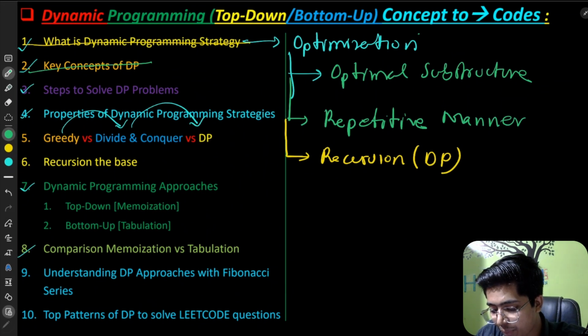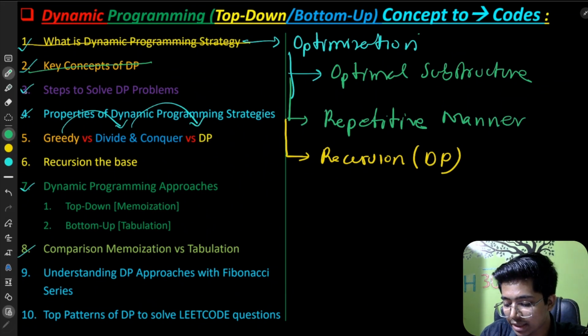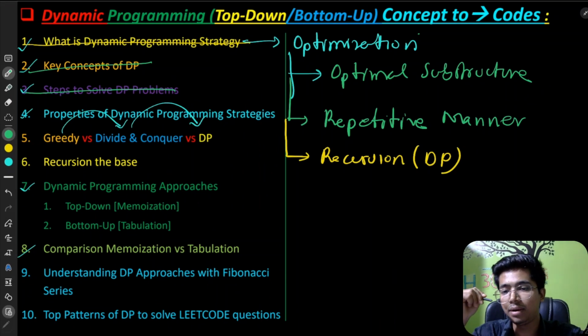Steps to solve a DP problem. Before we understand the steps to solve a DP problem, let's understand dynamic programming with the help of the Fibonacci series.